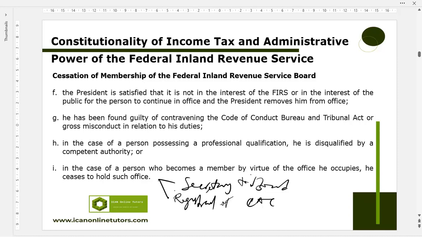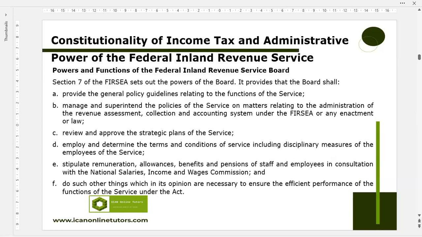So it means that if this person was appointed, let's say in 2020, and he has just 3 years to his retirement age, then by the end of 2023 he should cease to be a member of the FIRS board, because by 2023 he'll be leaving the office of the Central Bank. So indirectly, he also has to cease to be a member of the FIRS board. I hope you understand that. Please take notes. You can always read them up again.